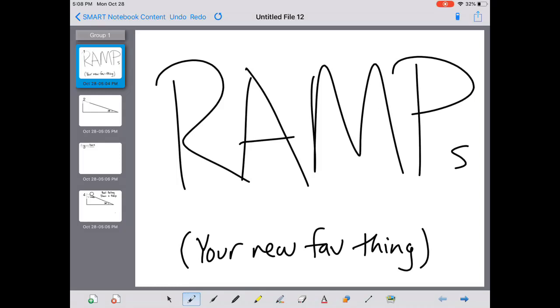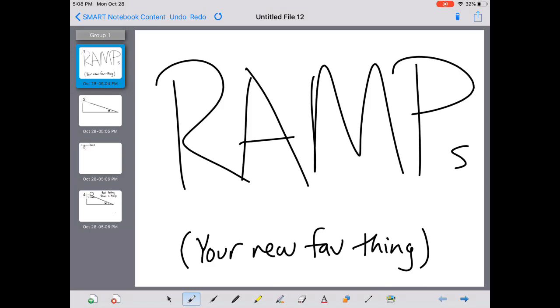Hey there, everybody. Let's talk about your new favorite thing, which are ramps. Because I know that after the lecture yesterday, you are just loving them. So let me try and clear up some of the confusion that we encountered today.